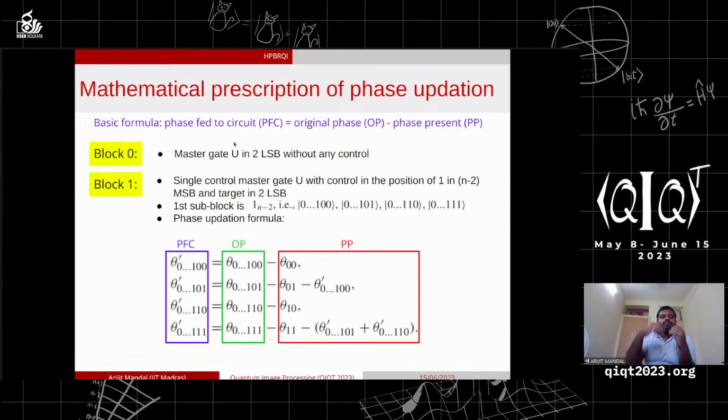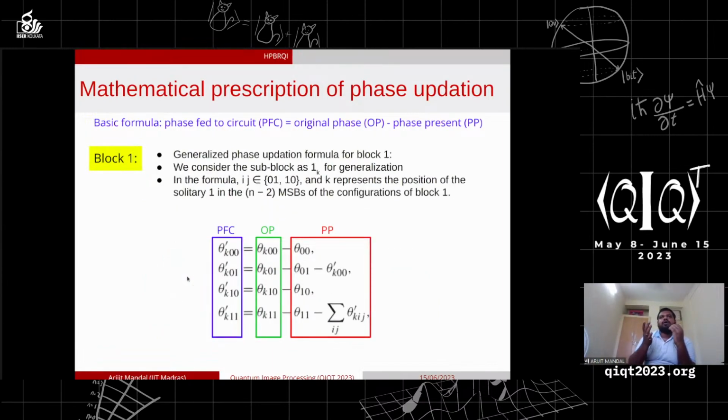So let's go step by step. For block 0 there is nothing to do. For block 1 you have to subtract the effect of block 0. Let's say if you want to fix the phases of this subblock 1 and 2, which will be like this, you have to subtract the information of the 0th block from the phase information of the 1 1 and 1 2 subblocks, and you have to feed the final value to the circuit to get the original phases. Now this is a generalized formula for the first block.